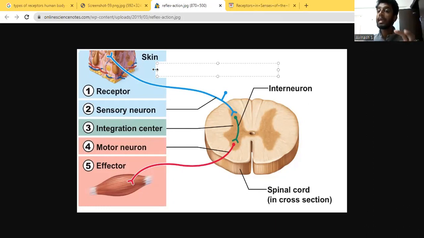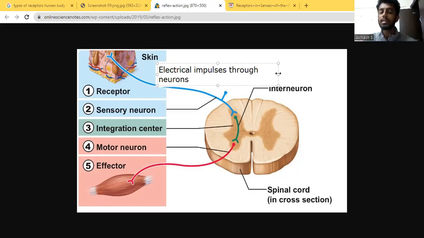Now when this receptor takes information and it has to be transmitted, it is transmitted through the nerve cells in the form of electrical impulses. This is something that we should know, like shock waves. It is transmitted in the form of electrical impulses to the nervous system. So, electrical impulses through the neurons. Neurons are nothing but the nerve cells. So this is how it is getting transmitted.